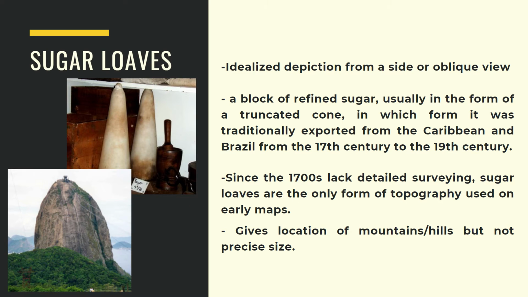Sugar loaves are a refined sugar in the form of a rounded cone. They were used in the pre-1700s as these were the idealized depiction of an oblique view. This can be seen in the early topographic map. Due to the lack of detailed surveying, this would only give the location of the mountain or hills, but not the precise size.